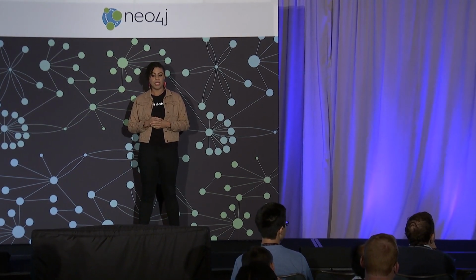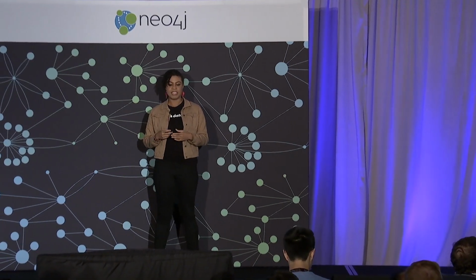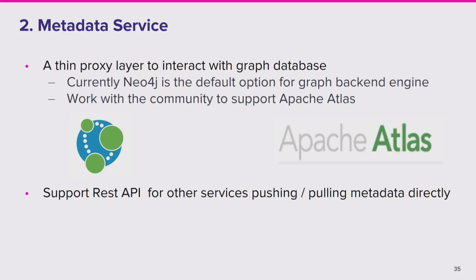Another thing that's worth noting about the metadata service is that it's actually a thin proxy layer with the graph database. They're not tightly coupled. The reason for this is that we were aiming to be an open source product, and something that's really important for open source is that different companies are going to have different infrastructures, and they're going to want to perhaps pull out different pieces of the system and replace it with something else that they're using.